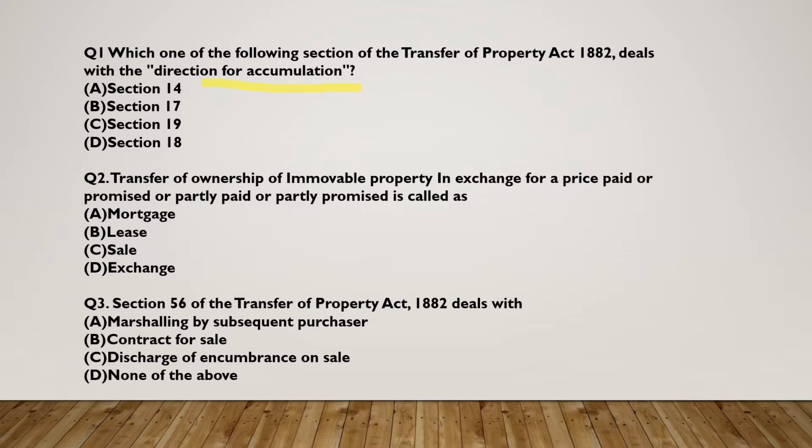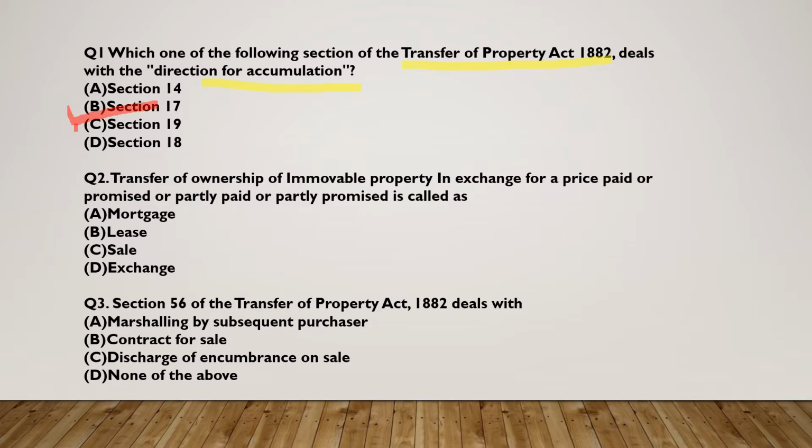Which one of the following sections of the TPA, that is Transfer of Property Act 1882, deals with the direction for accumulation? So what is the correct answer? Provision related to direction for accumulation has been provided under which section? Under section 17 of Transfer of Property Act 1882. So correct answer is B.